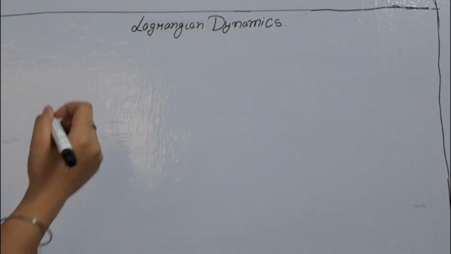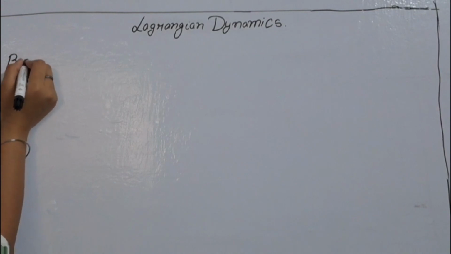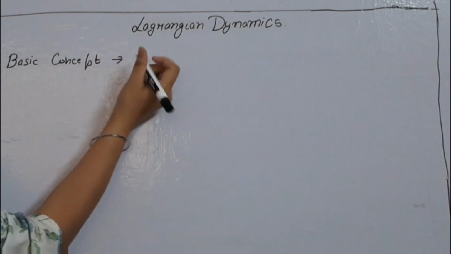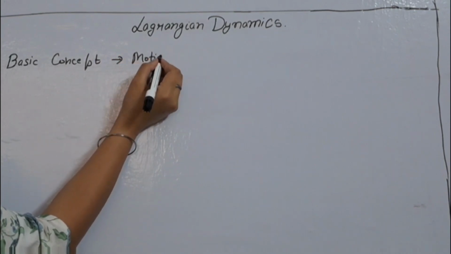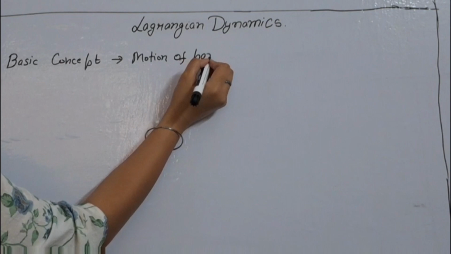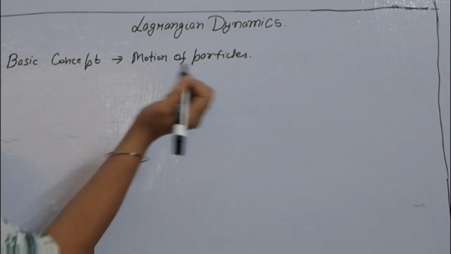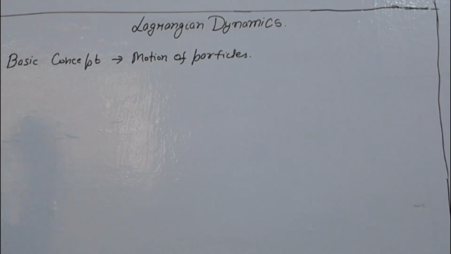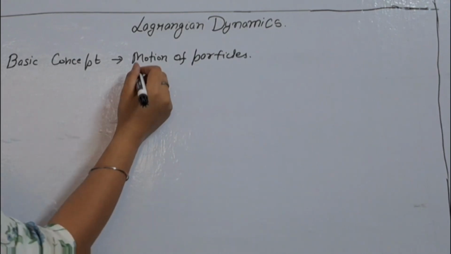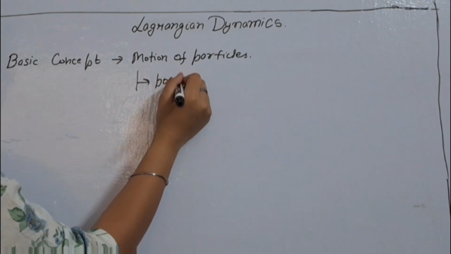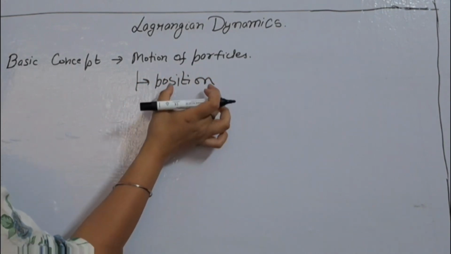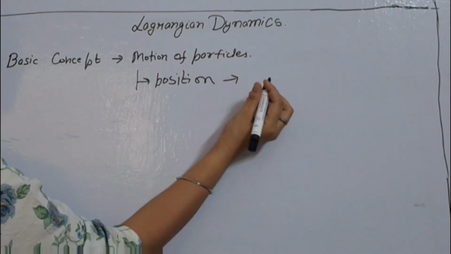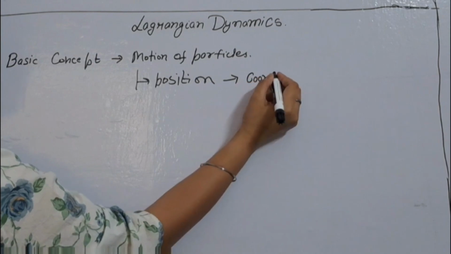So, let us first discuss the basic concept of motion of particles. To understand the motion of particles, what is important? It is important to know its position and how the position is changing with time. For that purpose, we need to learn about the coordinate system.